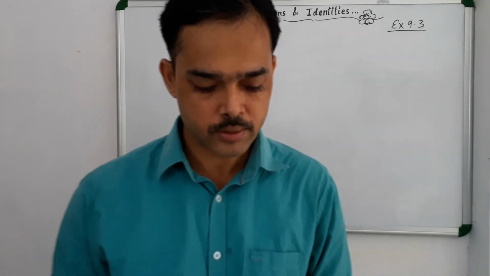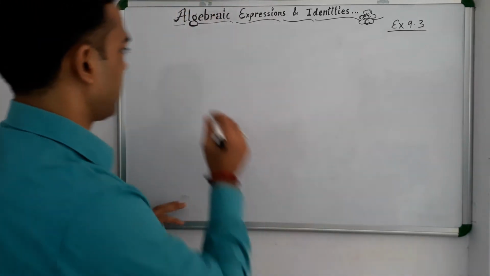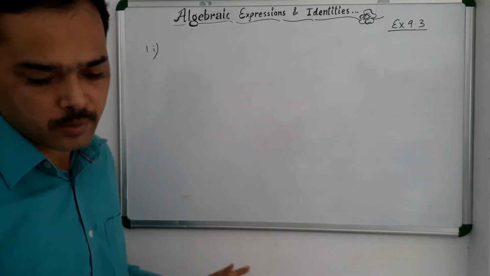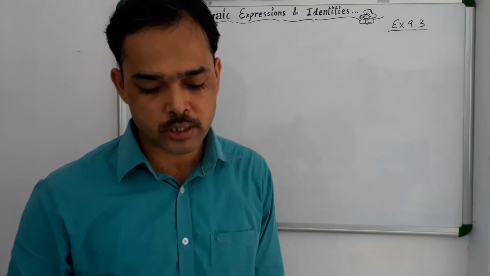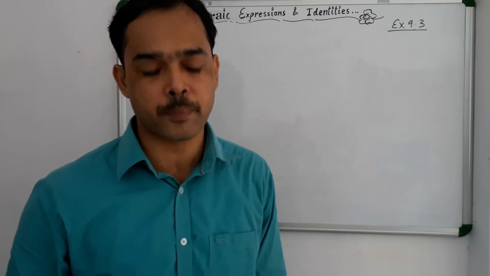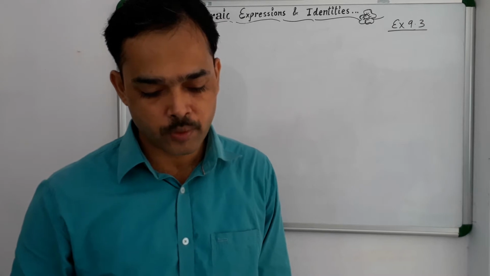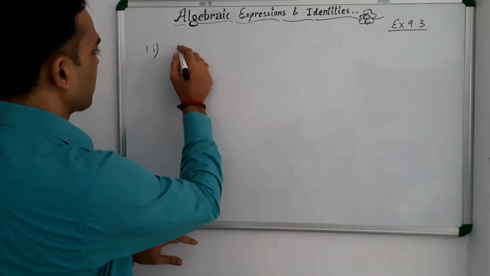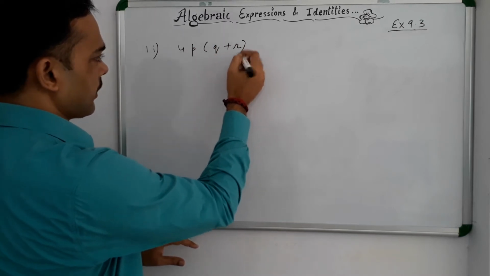Now in that sequence, let us see question number 1, first part. In question number 1, first part, it is mentioned: carry out the multiplication of the expression in each of the following pairs. You have to multiply 4p with q plus r. So 4p has to be multiplied with q plus r.